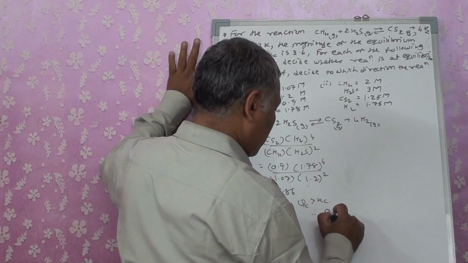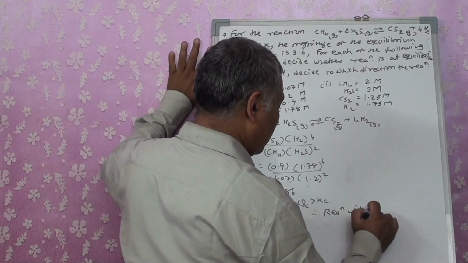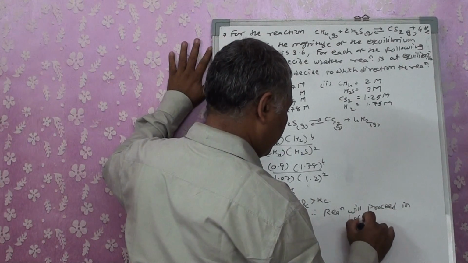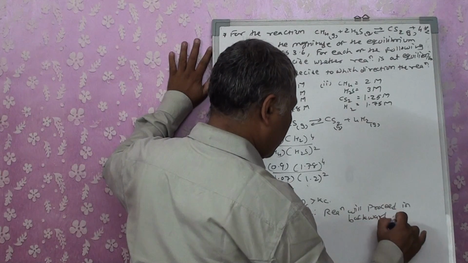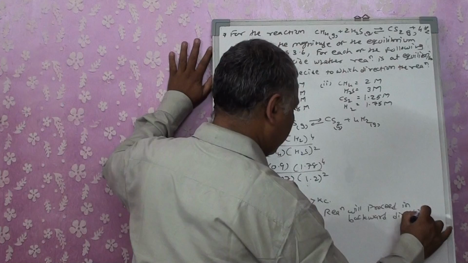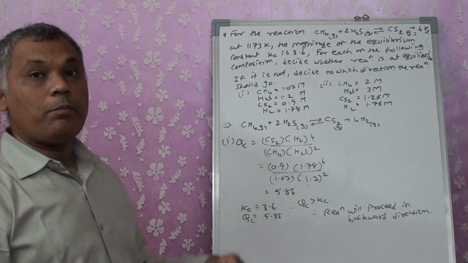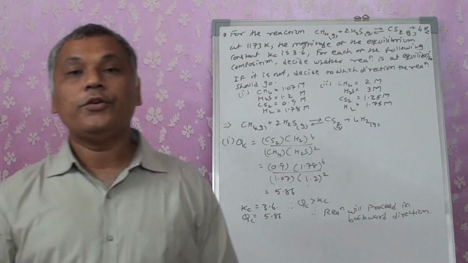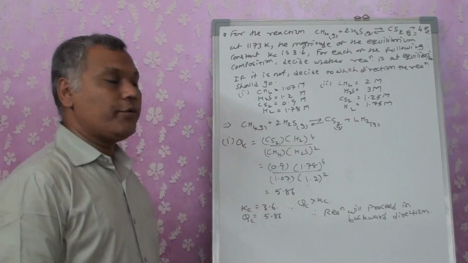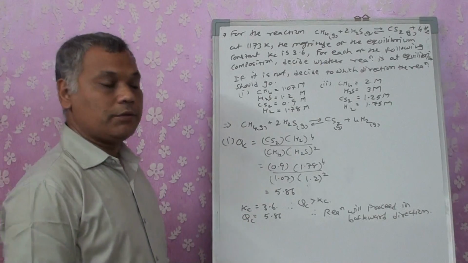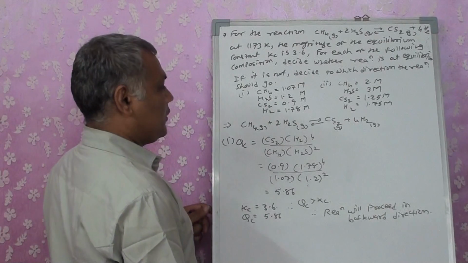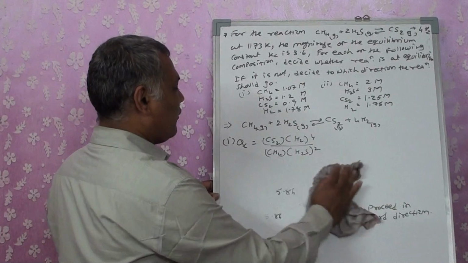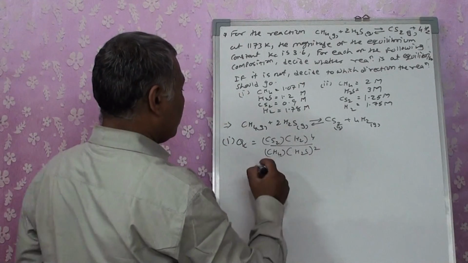Therefore, the reaction will proceed in the backward direction. The reaction will go backward, because the concentration is more than at equilibrium, so the product will try to reduce and it will go in the backward direction, right? Okay, similarly for the second set of values, let's do it. These are the only values that are going to change.